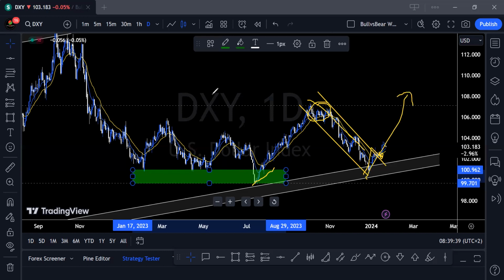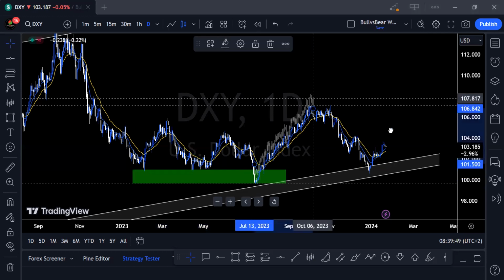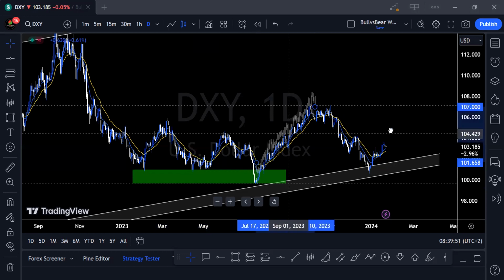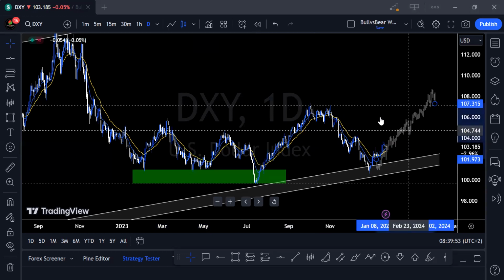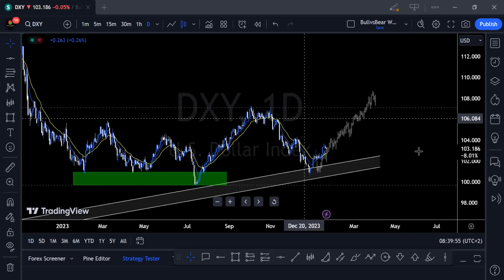Let me delete and show you what I'm talking about. So we'll just measure the distance of the previous impulse. Remember, step 1 is to find where is the impulse in the market, and then the impulse has to be followed by a correction. So based on my analysis and our analysis on how we trade, we know what we are expecting on the DXY.